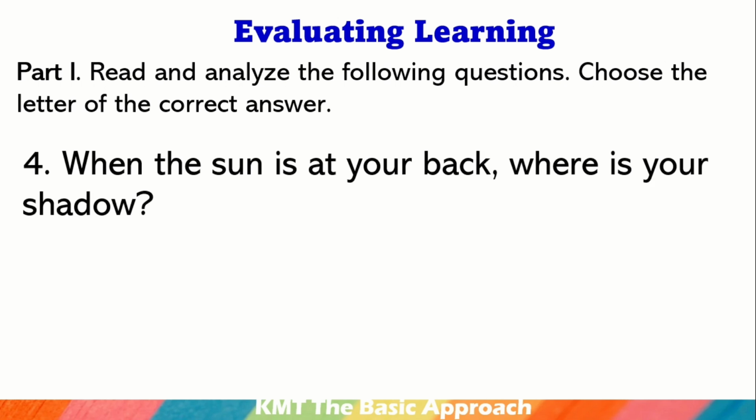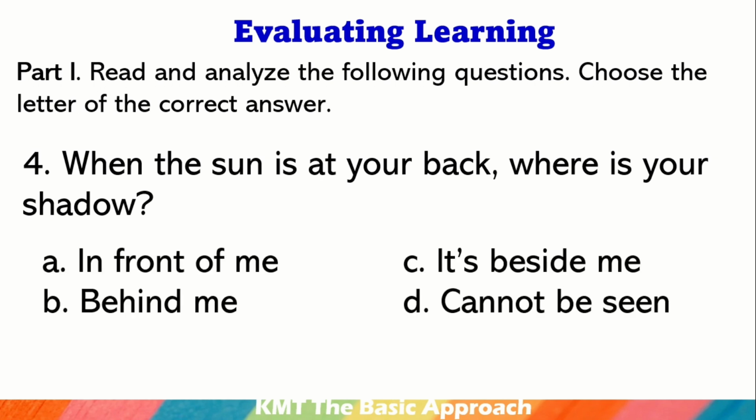Number 4. When the sun is at your back, where is your shadow? Letter A. In front of me. Letter B. Behind me. Letter C. It's beside me. Or D. Cannot be seen. What is the correct answer? Good job! The correct answer is letter A. In front of me.